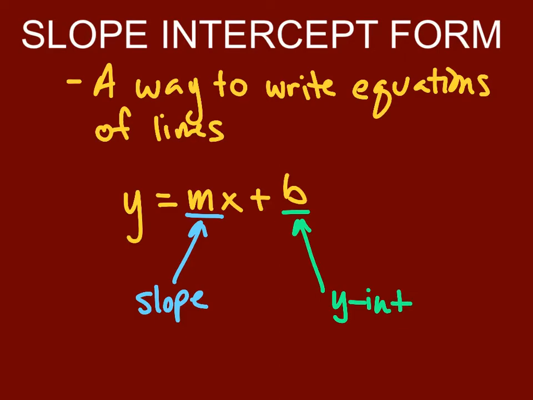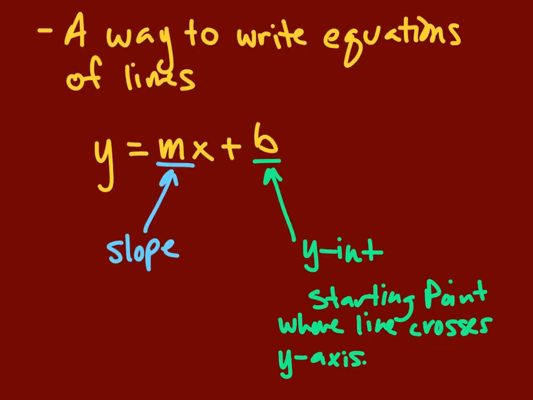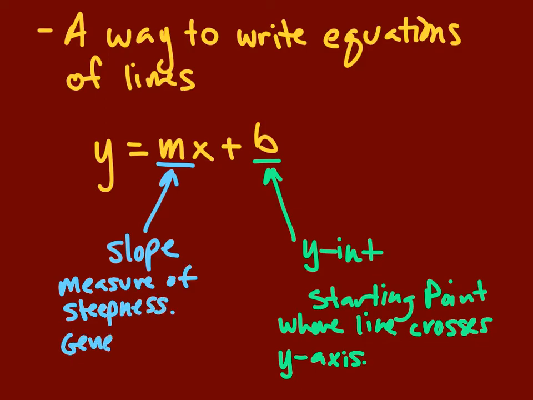Now, your y-intercept is simply just a starting point. All right, and it's where the line crosses the y-axis. Your slope is a measure of steepness. And it can also generate more points on the graph.